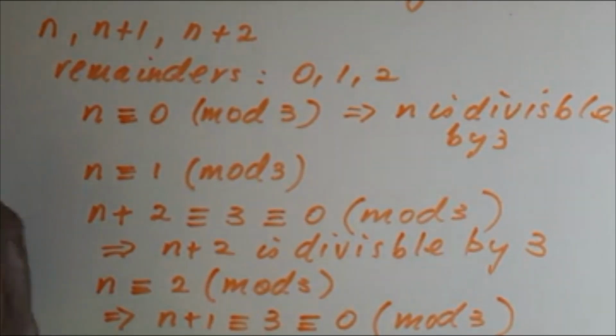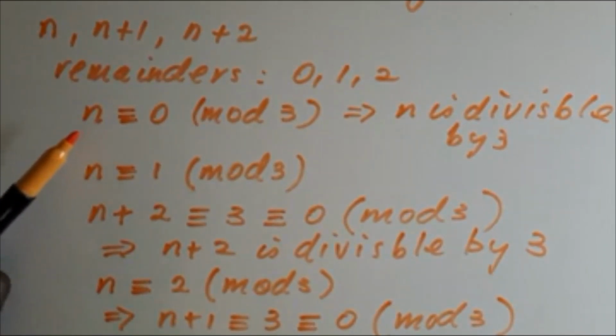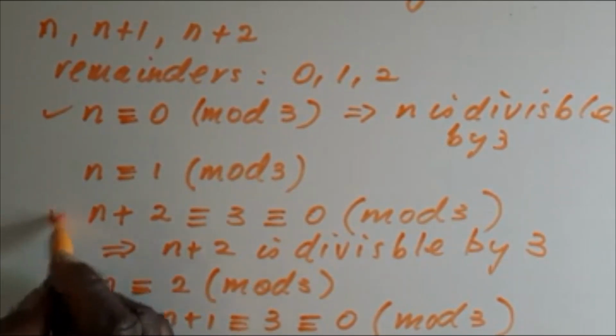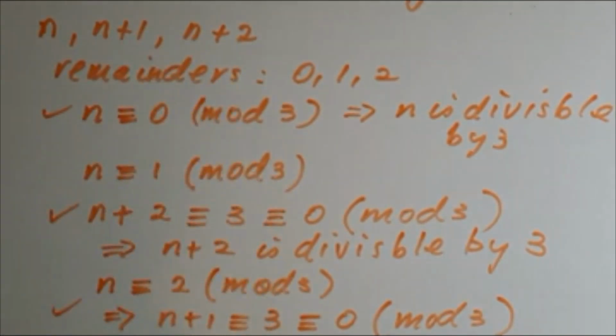So we've proved that n in this first case, n add 1 in this case here, and n add 2, all three of these are divisible by 3 using congruences.